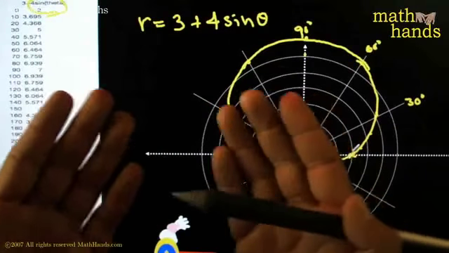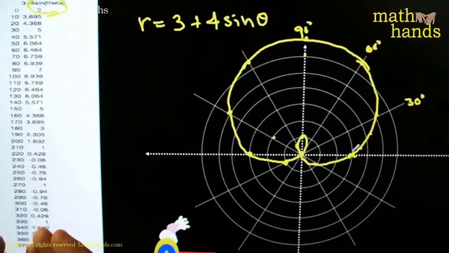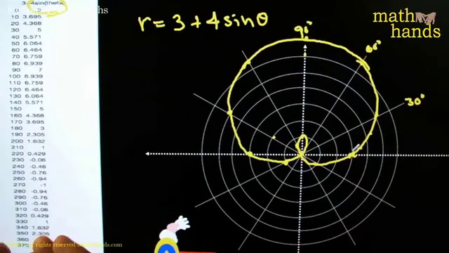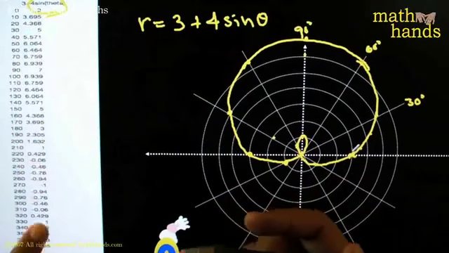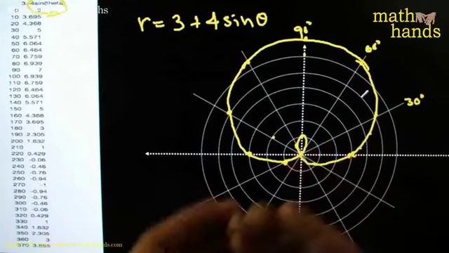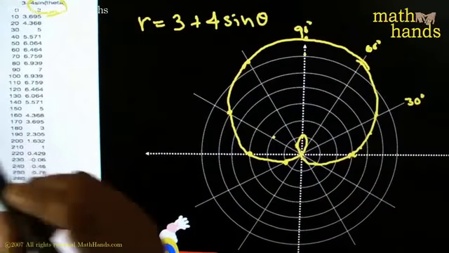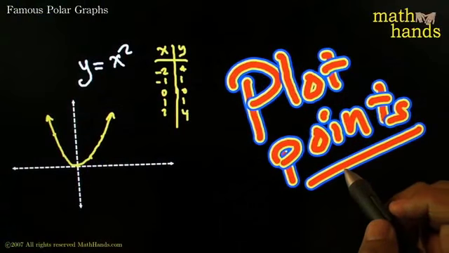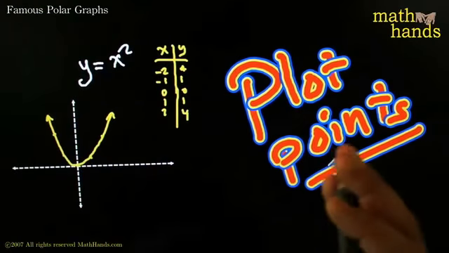The idea is just take your equation, plot a whole bunch of angles. For each angle, figure out the corresponding R, and then make dots and connect them. And actually, this is really famous. That's the first lesson. You can always graph something by plotting points. This is perhaps the most basic method that you can possibly have.